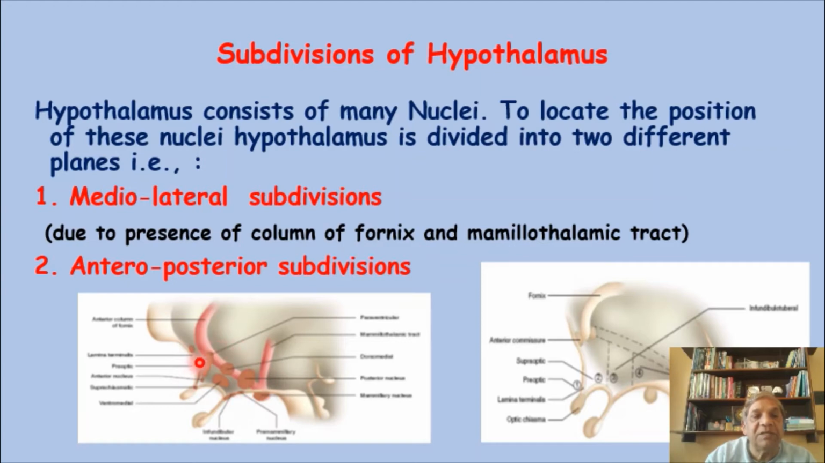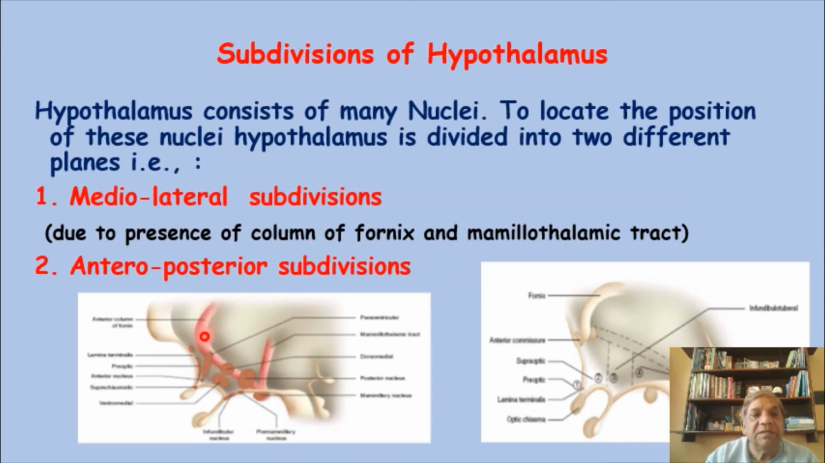From the lamina terminalis to the mammillary body, this part is the hypothalamus. If we see it in the sagittal section, from the ventricular surface, that is the third ventricle, which is lined by ependyma, then it is divided. If we go from medial to lateral, it is divided into a medial part and a lateral part. How is it divided into mediolateral subdivisions? This is divided with the help of the column of the fornix.